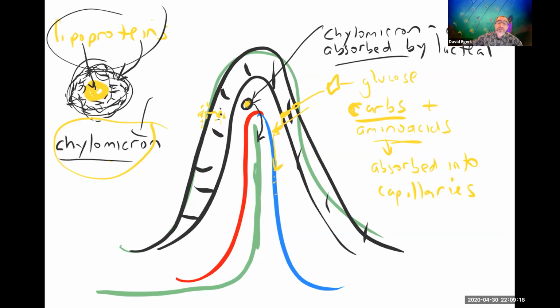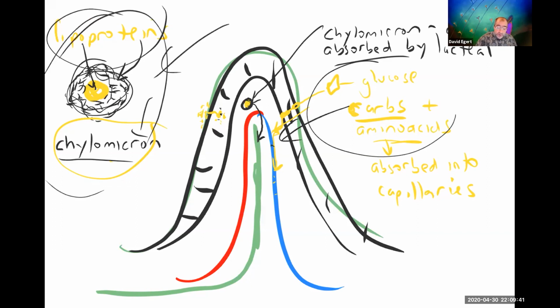So on a test, you should know the difference between absorbing fats versus absorbing other kinds of nutrients. Most nutrients you just take across the epithelium and they get absorbed into the capillaries and end up going to the hepatic portal system. Fats, on the other hand, get assembled into these lipoproteins, get absorbed by the lacteals, which are the lymphatic capillary, and ultimately end up in the venous circulation through the thoracic duct. So that makes sense? Okay.